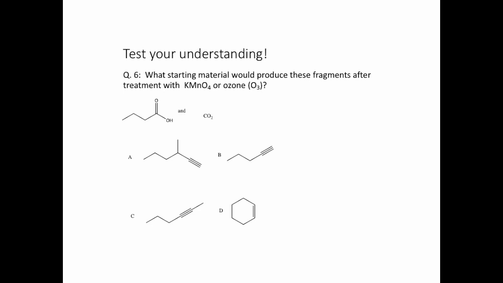And your final question, what starting material would produce these fragments after treatment with KMnO4 or ozone? And it will be helpful to number your carbons, 1, 2, 3, 4, and then you also have a CO2 fragment. So would that come from cleavage of A, B, C, or D? Put your answer in the chat.